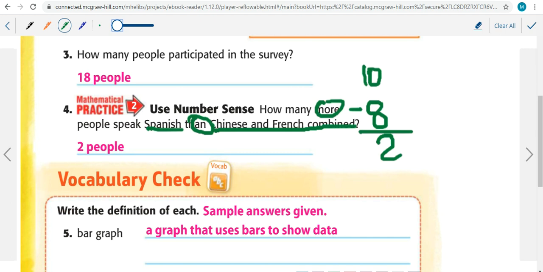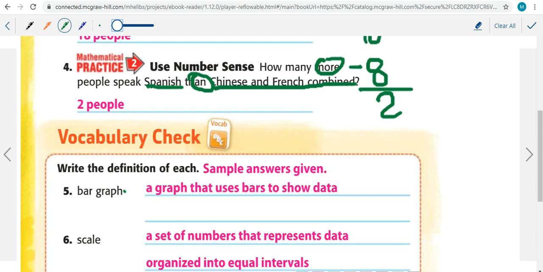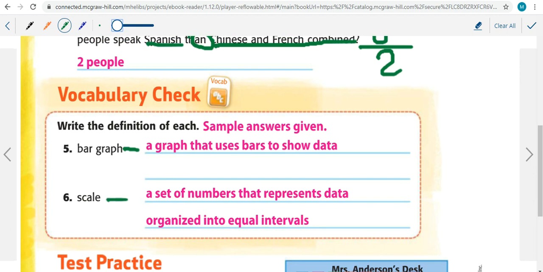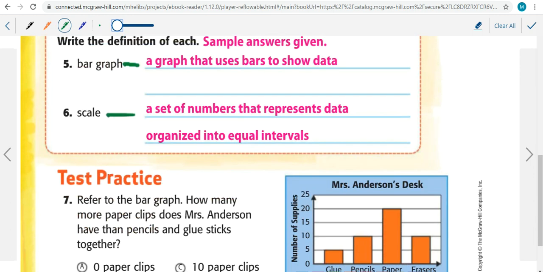Vocabulary check. Write the definition of each. You need to write the definition of bar graph and scale. You can find these vocabulary words in your glossary.